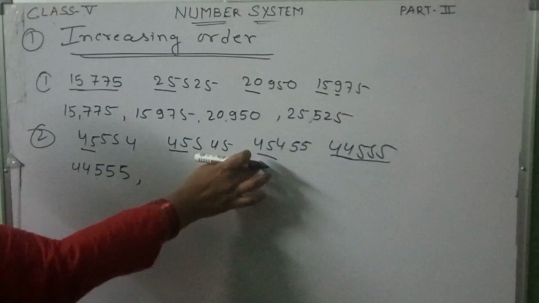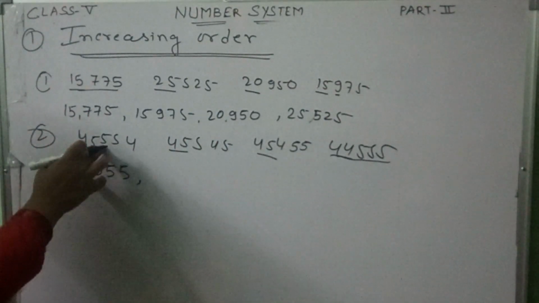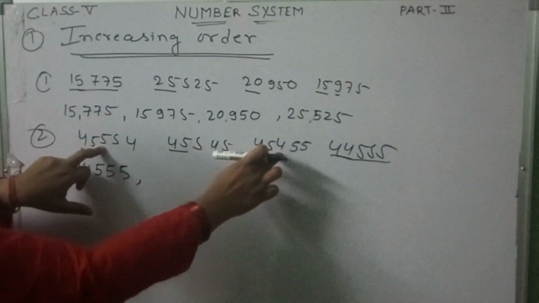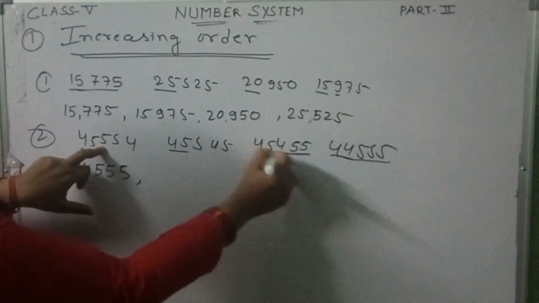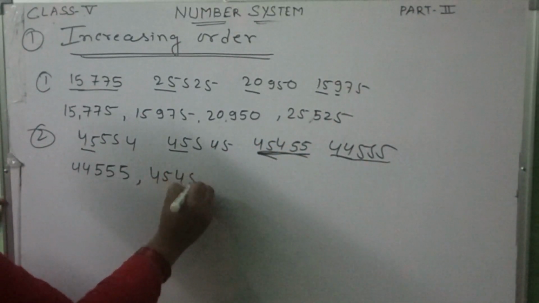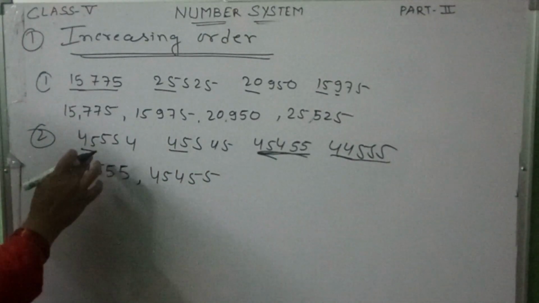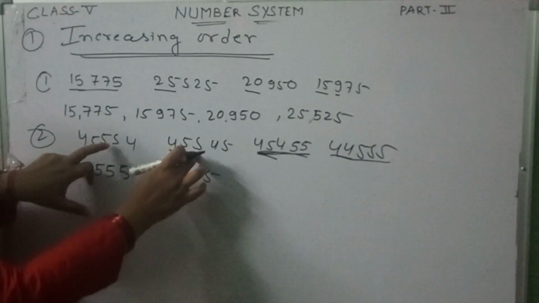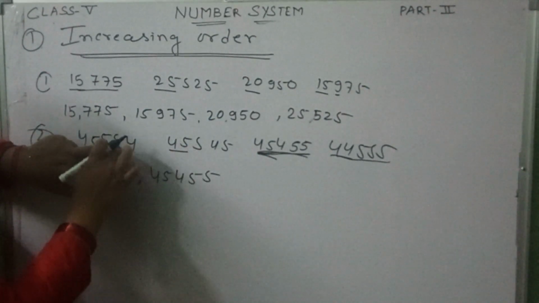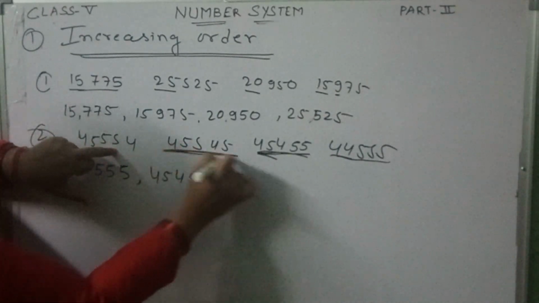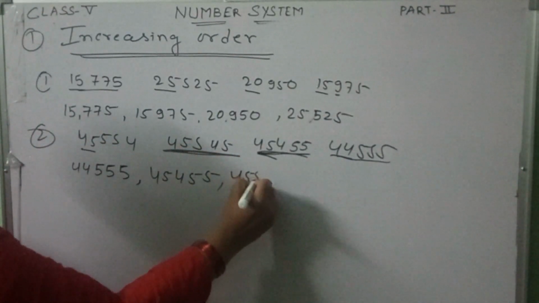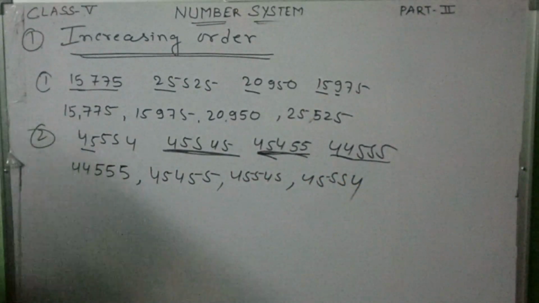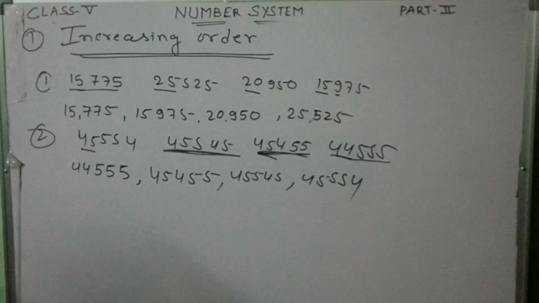Now the thousands place and ten thousands place are the same, 45, 45, 45. Then we will compare the next value, the hundreds. Here in the hundreds place 5 is written, here also 5 is written, and here 4 is written. So the next smallest number is this one, 45,455. Now last two are left: 45,000 is the same, the thousands place is the same, the hundreds place is also the same. Then we check the tens place. Here 5, here 4. Which one is smaller? This one. So we will write 45,545 and at last 45,554. Same way we will write the decreasing order. This one is the increasing order and now I will explain decreasing order.